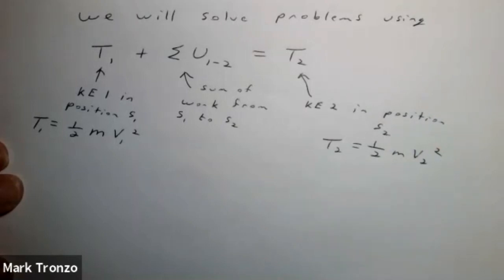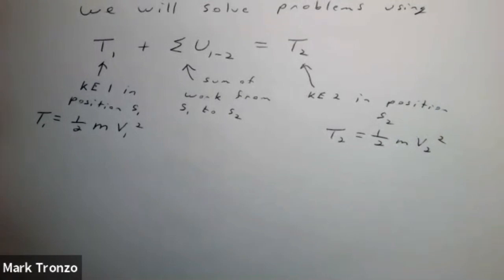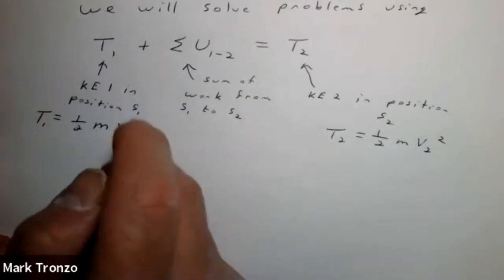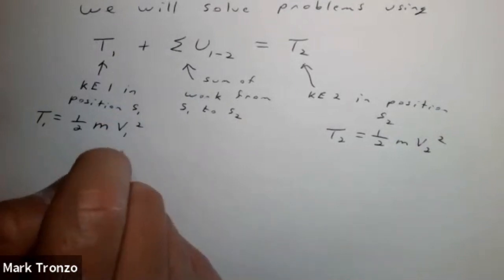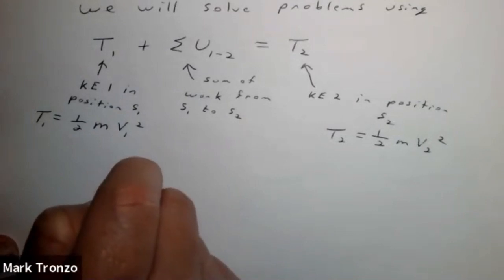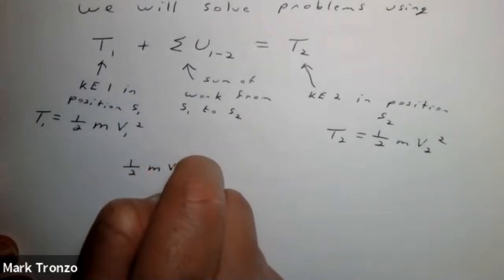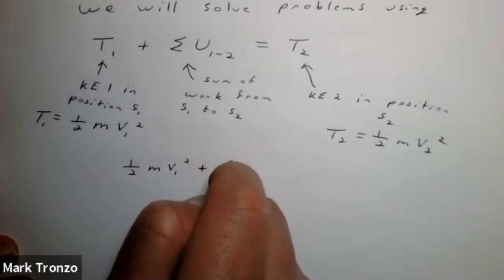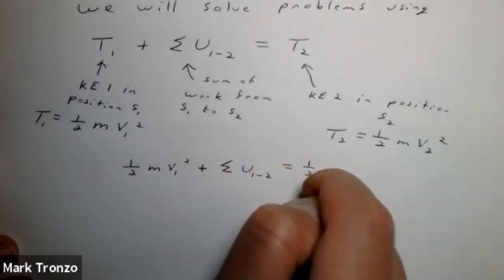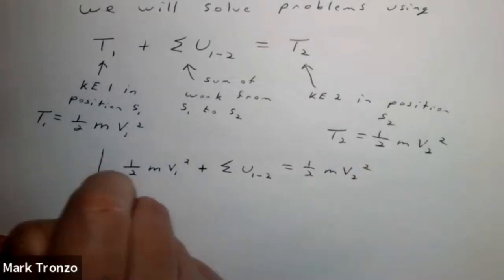And then the final position. So those are going to be your kinetic energies. Therefore you can rewrite this. If we have more than one mass, this could change, but generally what we're going to have is 1/2 mv1 squared plus the summation of the work from 1 to 2 is going to be equal to 1/2 mv2 squared, like this.